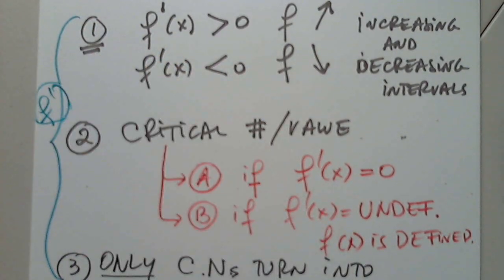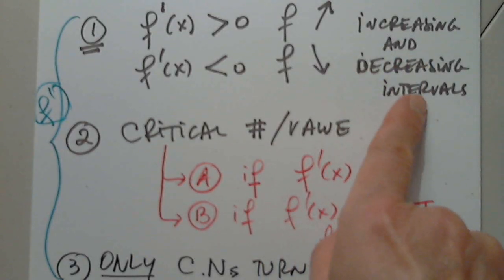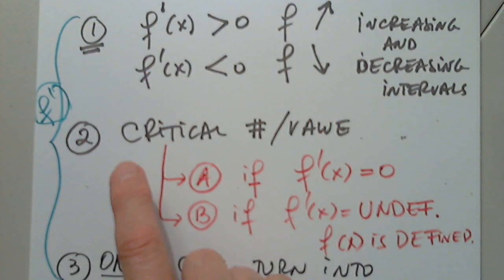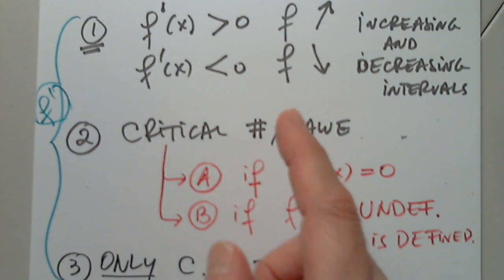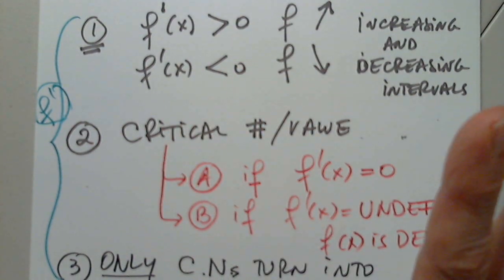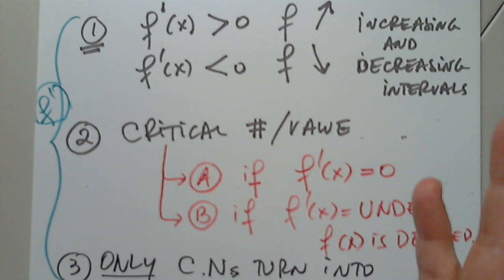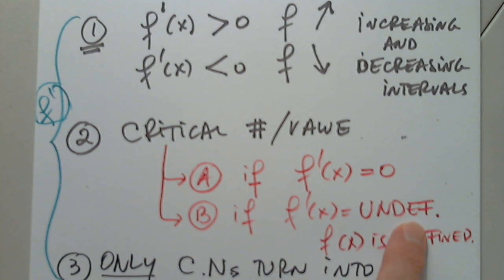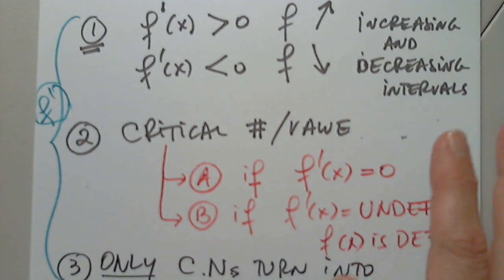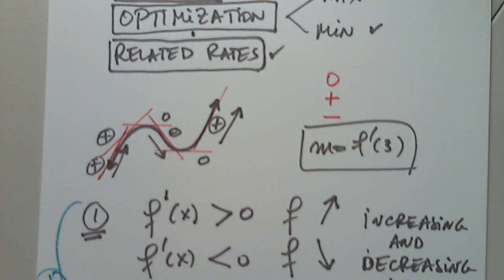So these are the things that we learn from the first derivative. f prime of x, if it's positive or negative, tells me whether the function is increasing or decreasing. Number two, it gives us critical numbers of functions, either or both or none, right? Either when f prime is zero, or when f prime is undefined but the function is defined, keeping in mind that only critical numbers turn into max min. So here's what we notice here. When we look at this function, do you see a max or a min?